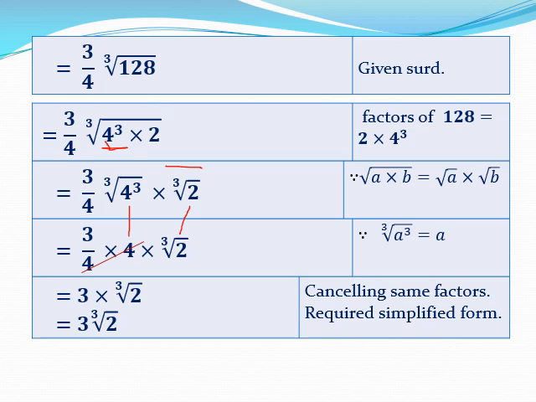So cube root of 2. After cancelling this 4 and this 4, we get 3 into cube root of 2. Answer is 3 into cube root of 2. That is our required form.